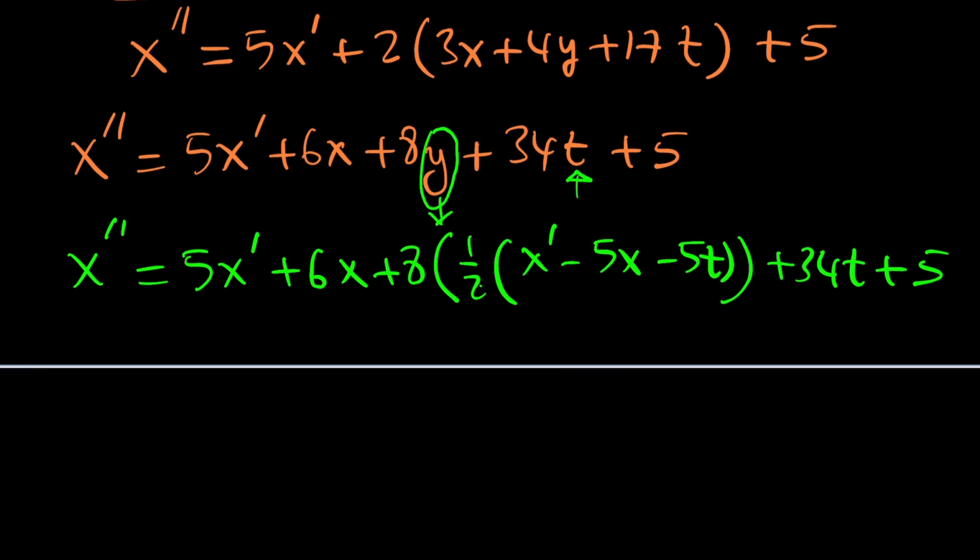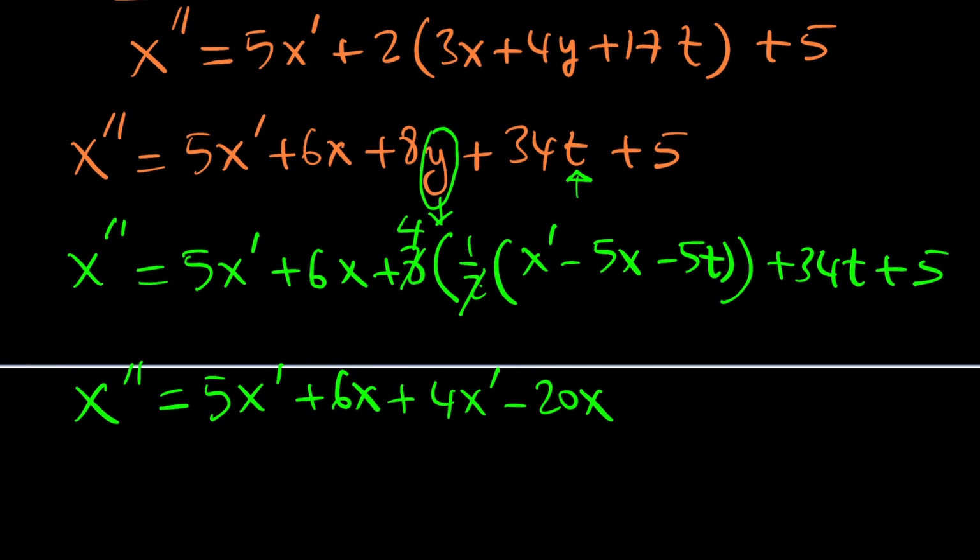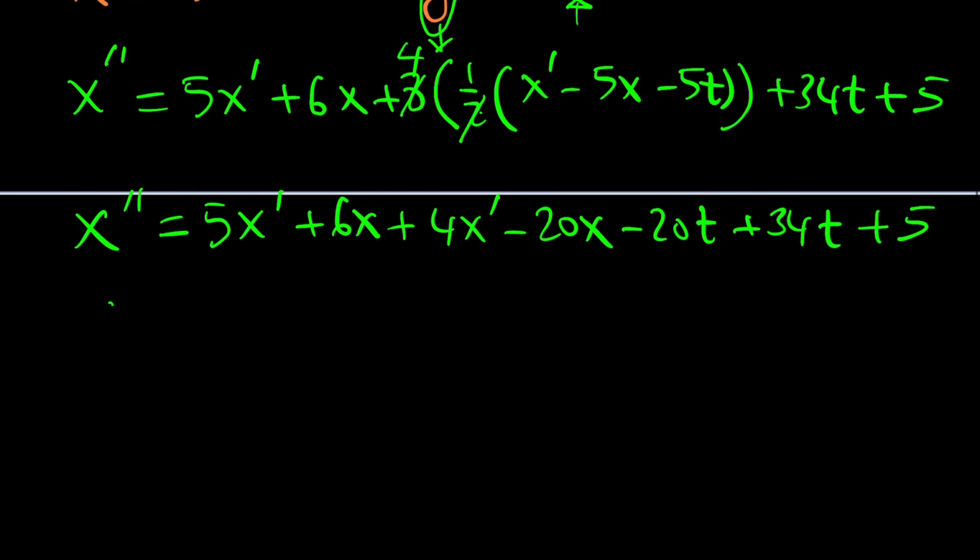Of course, 8 and 1/2 are going to cancel out, leaving us with a 4 here. And then I'm going to go ahead and distribute the 4. That's going to give me x double prime in a nicer way: 5x prime plus 6x. And then if you distribute the 4, you're going to get 4x prime minus 20x minus 20t plus 34t plus 5. And when you simplify this, you're going to get what you need.